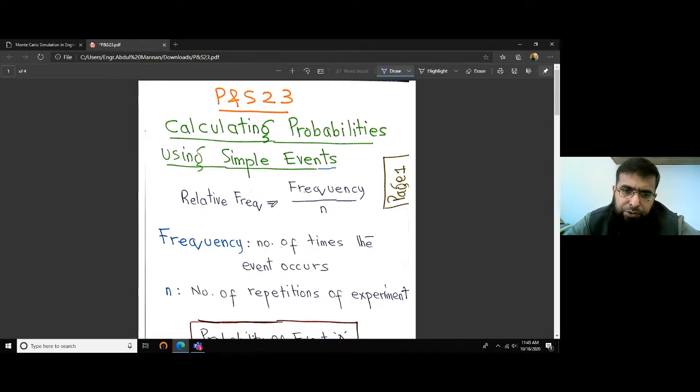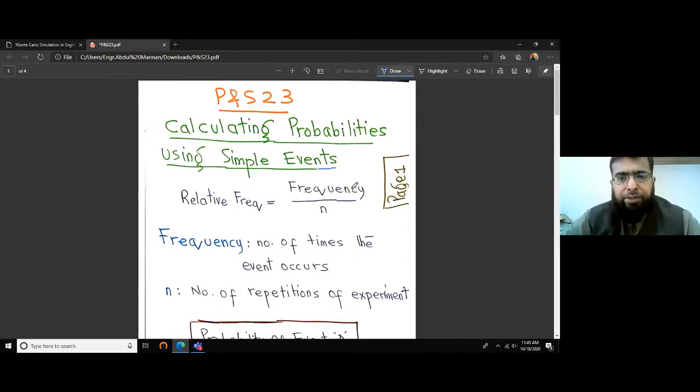Relative frequency is the frequency of a certain event divided by n. Frequency means the number of times the event occurs. We studied frequency and relative frequency in chapter number 1. The number of repetitions is n, so the number of times the experiment was repeated is in the denominator, and in the numerator is the frequency, the number of times a certain event occurred.